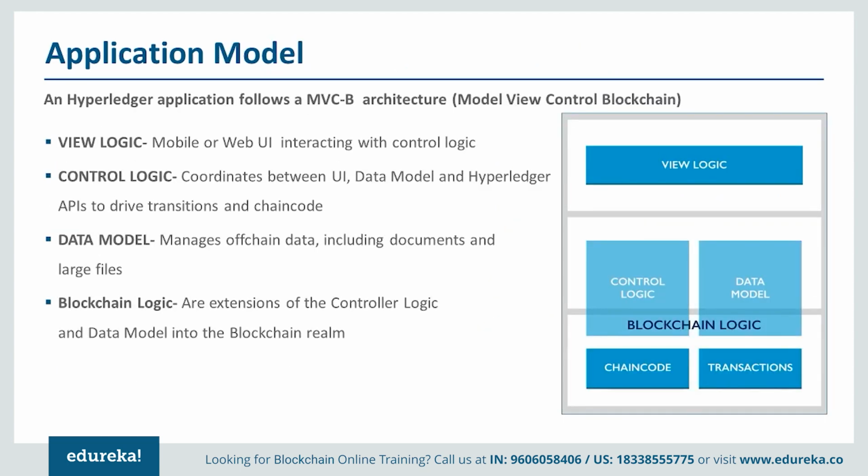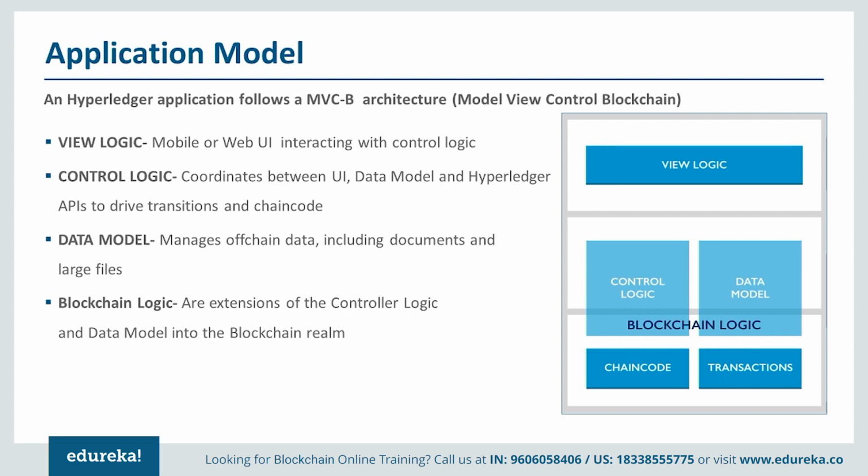If you want to break down an application into different logic, you can see that you have four logical models available. One is your view logic, where you connect your backend with your frontend, and that is done with the help of REST APIs in Hyperledger Fabric. And then there is a control logic which coordinates between the UI, data modeler, and Hyperledger APIs. It is created in a modular way so that you can easily write your portion.